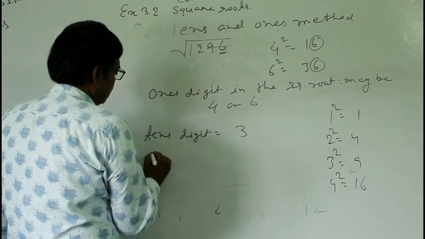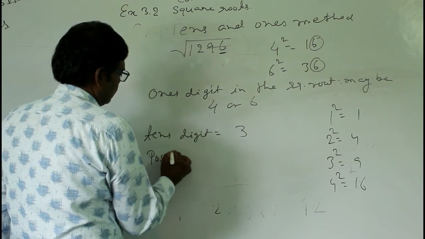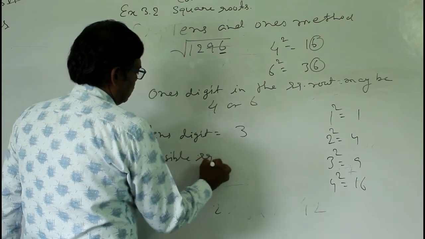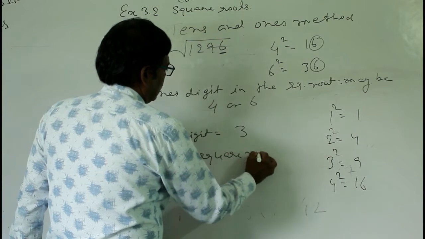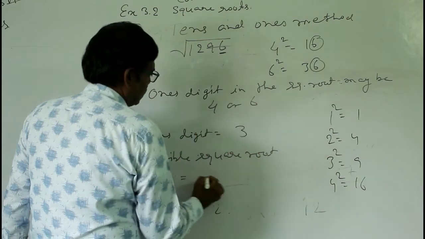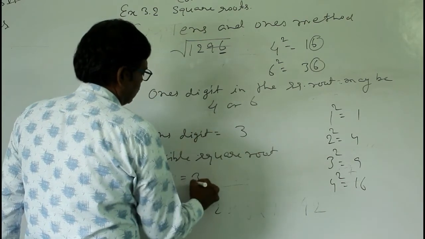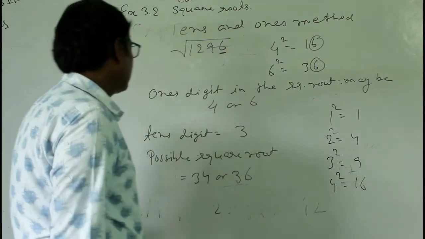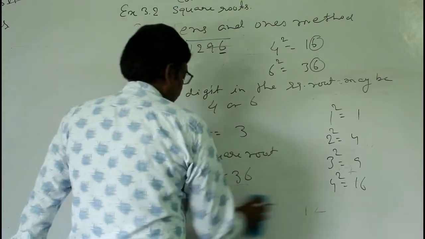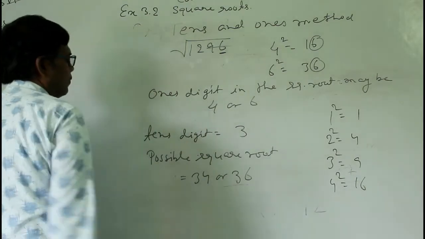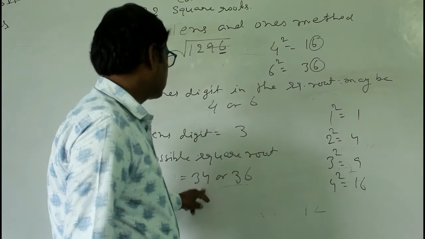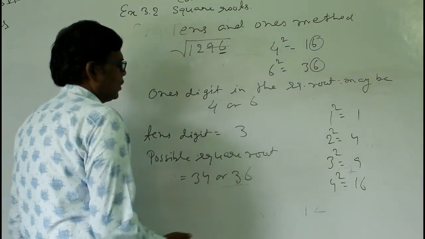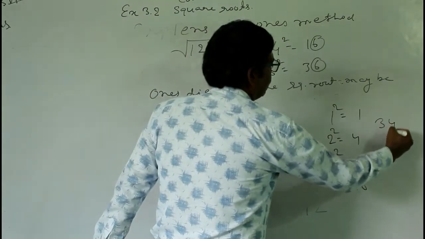So here the possible square root is 34 or 36. Now we have to find the actual answer by actually multiplying. Now see 34 square. What is 34 square? Find out 34 square.